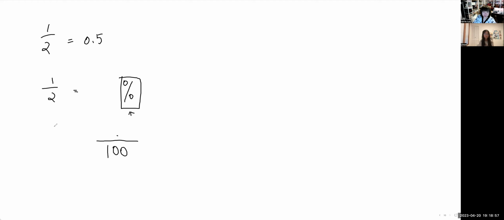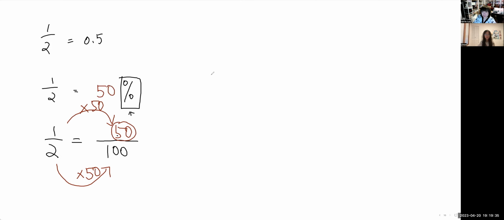Since we know 1 over 2 equals something over 100, the question becomes another fraction question: Chloe, how does 2 change to 100? Times 50. Very good. Because the denominator is times 50, the numerator is also times 50. So 1 times 50 equals what? 50. Very good. So we get 50 over 100, and the percentage is 50%.